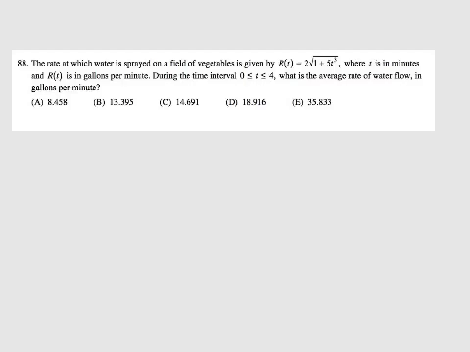Okay, problem 88, we've got an average value problem. Now, this is a tricky one because it says average rate, and you're going to think of average rate as average rate of change. However, what we're integrating is a rate. So when we talk about the average rate, whatever goes here, when we do this, gives us the average of this.